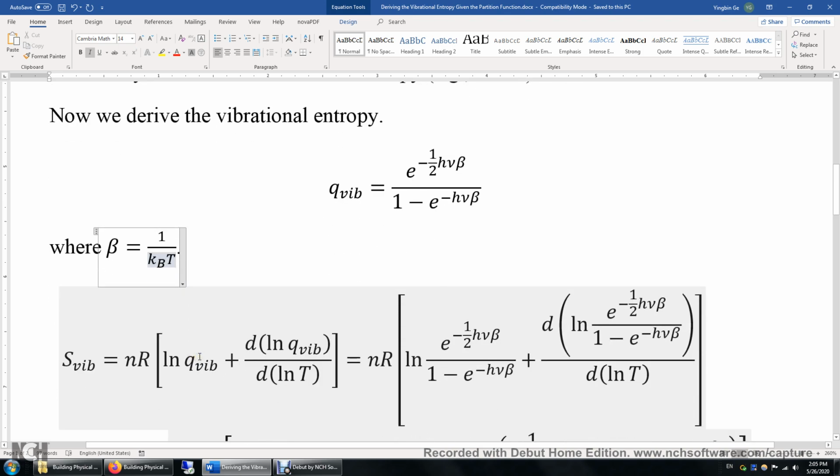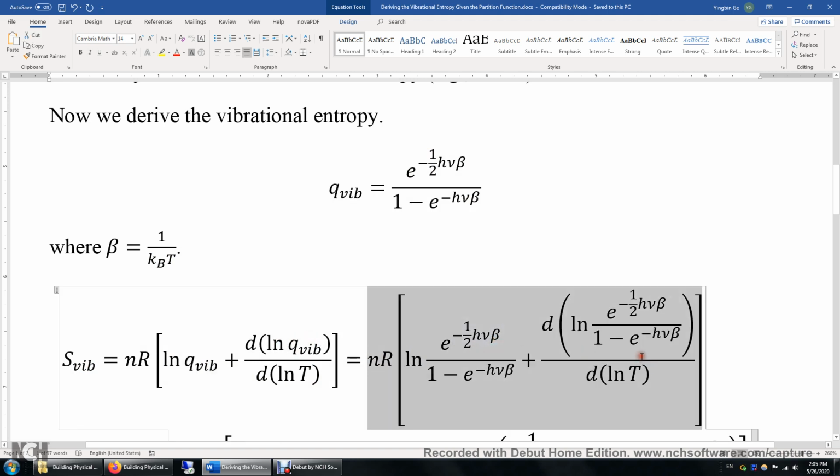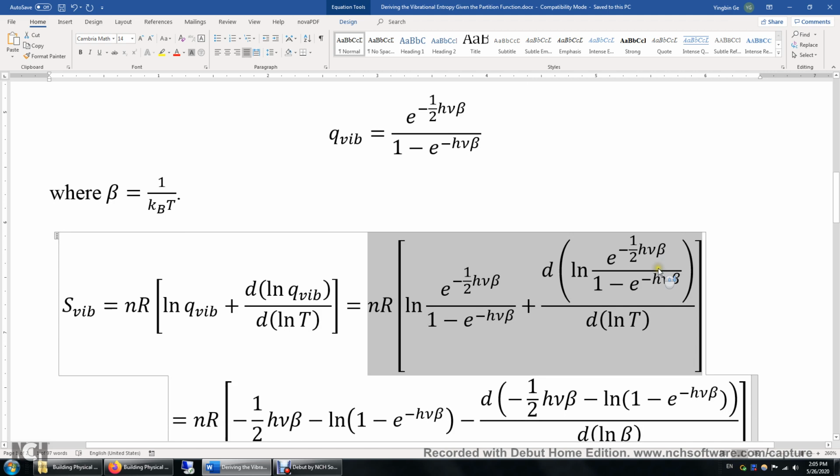What about the vibrational entropy? The vibrational entropy, again, it's nR times ln Q plus d ln Q over d ln T. We just need to put this vibration in the subscript. And then we plug in this expression for the vibrational partition function in here and in here. Now we have a really complicated expression here, all right, but this can be simplified.